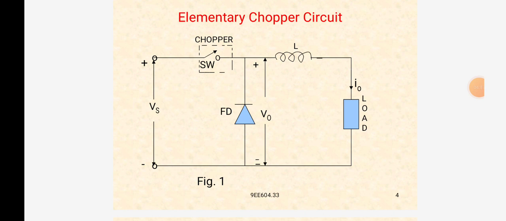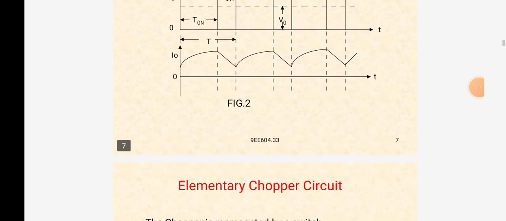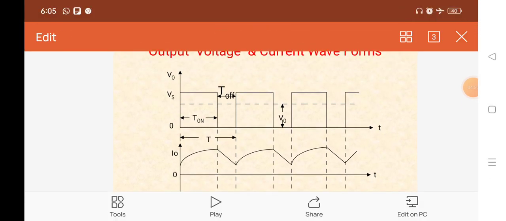The waveform of load current is shown in the waveforms here. The average load voltage V0 is equal to T on divided by T on plus T off, into Vs, that is V naught is equal to T on by T into Vs, that is alpha Vs. Alpha is the duty cycle, that is T on by total time T, and total T is equal to T on plus T off, which is the chopping period. Here T on is the on time and T off is the off time.